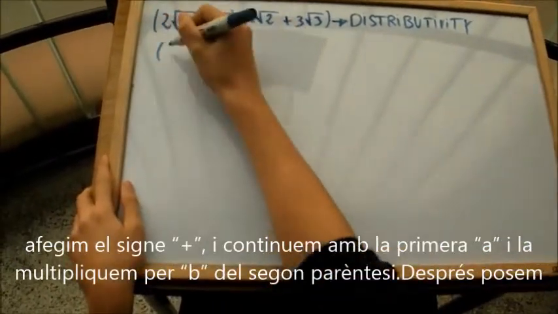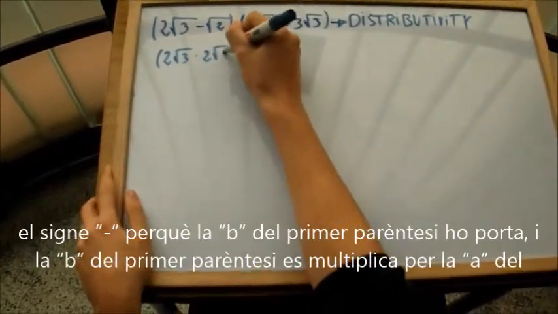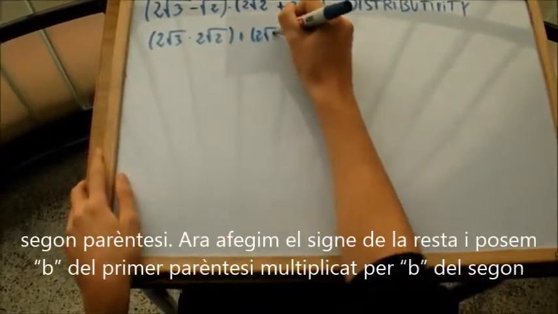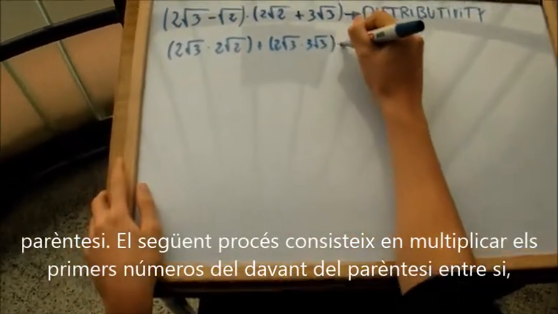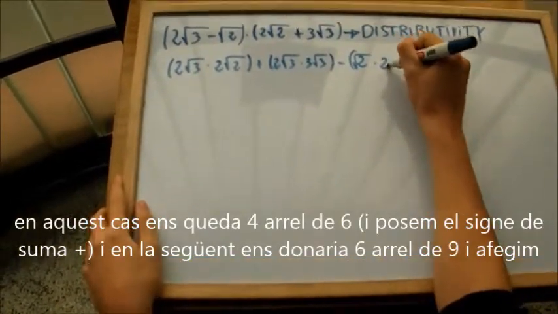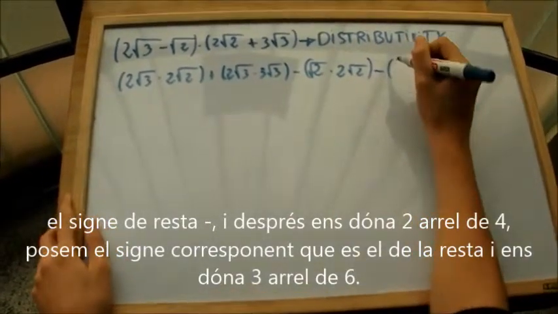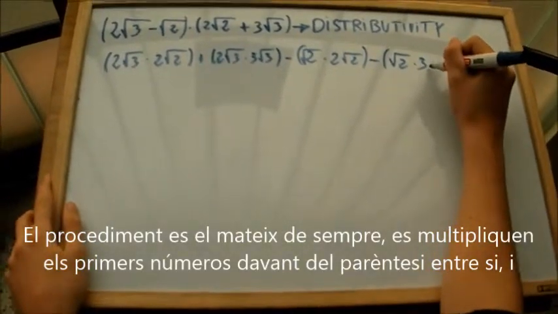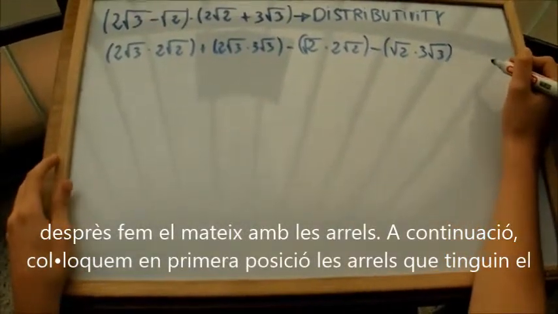The first thing you need to do is to start applying the distributivity, namely in this case A. It's equal to 2 multiplied by 3 root, the second bracket, to differentiate it from other products that we then put in a parenthesis. Now we add the plus sign and continue with the first A and B multiplied by the second bracket. After that we put the minus sign to B from the first bracket, and the B in the first parenthesis is multiplied by A of the second bracket.